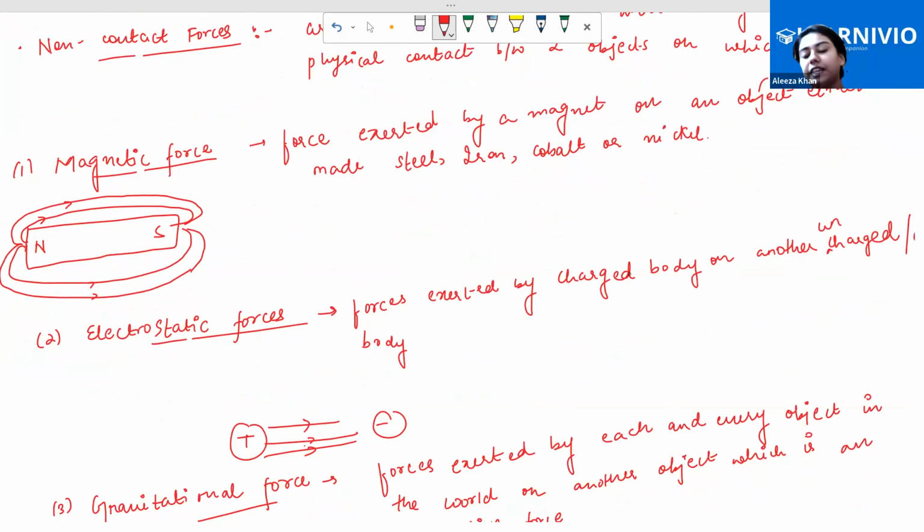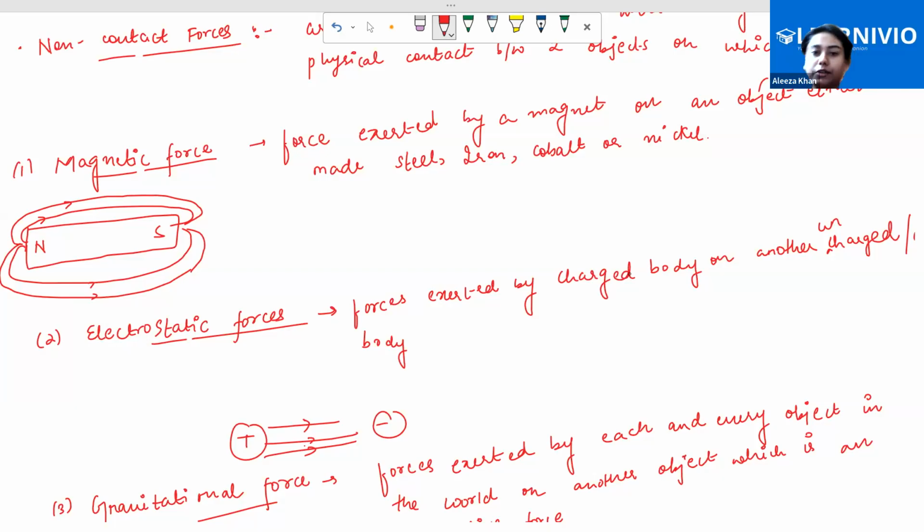Yes, ma'am. This activity is usually done by the students. They rub the scale onto their hair to create the charge. The paper was the uncharged object. The scale was the charged object and the paper was the uncharged. So it was attracting the paper towards it.